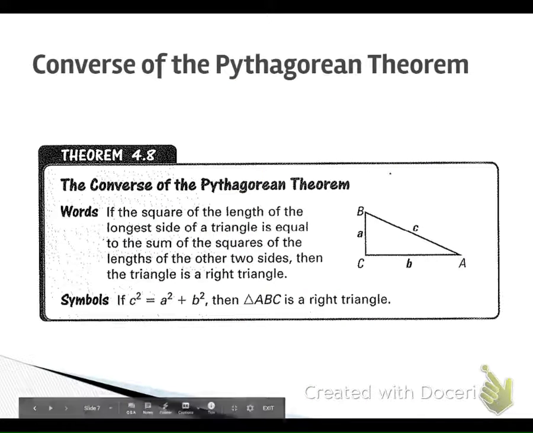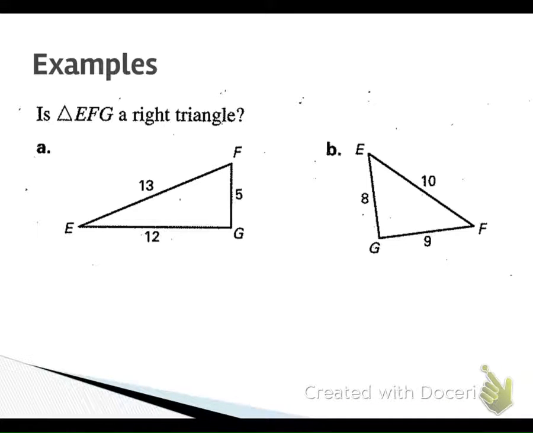Okay, so this is your converse of the Pythagorean theorem, and what it's saying is if you square the legs and it equals the hypotenuse, then it has to be a right triangle. Okay, so then these are our examples. You notice that there's no right angle marked, so you're going to try to figure out which one would be the hypotenuse if it was a right triangle. The one that would be the hypotenuse would be what? The longest side, right? Which one's our longest side?